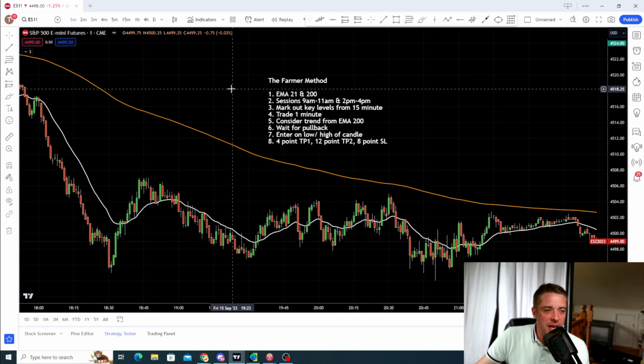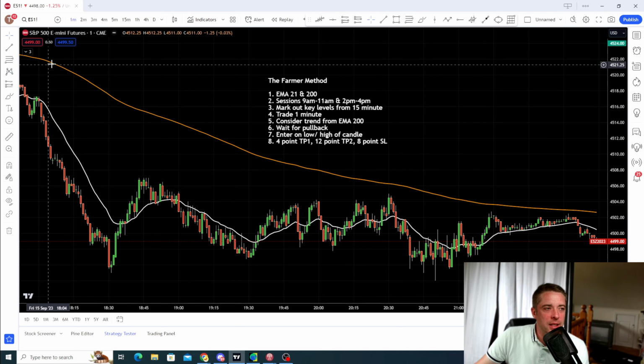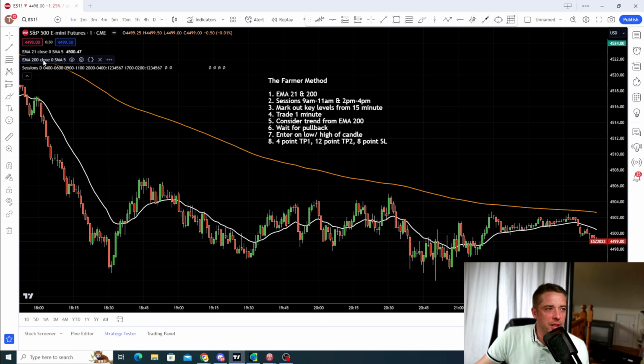We need an EMA 21 and 200, which we've added here. The 21 is in white, the 200 is in orange. And then sessions, I'm in London, so my session times are 9 a.m. London to 11 a.m. and 2 p.m. to 4 p.m. They're the two sessions that I trade, or they're the times that I trade. See what works for you.